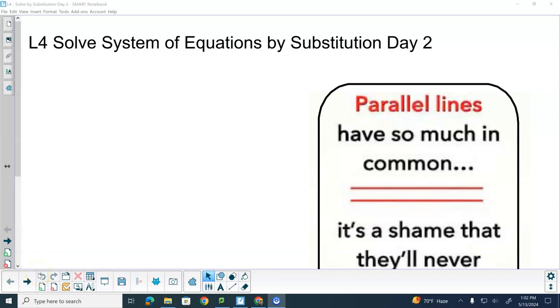Right, so we are in your notes for today. We're going to be back to L4, so we're going to solve by substitution again today. Tomorrow is going to be a formative. Formative tomorrow in class. It will cover graphing and substitution.